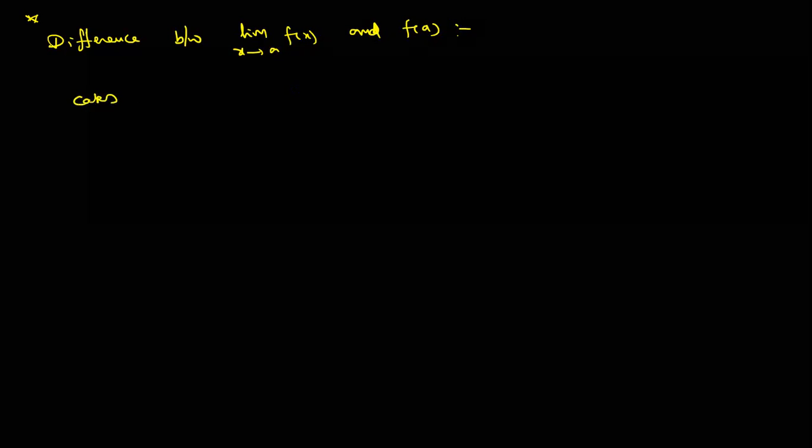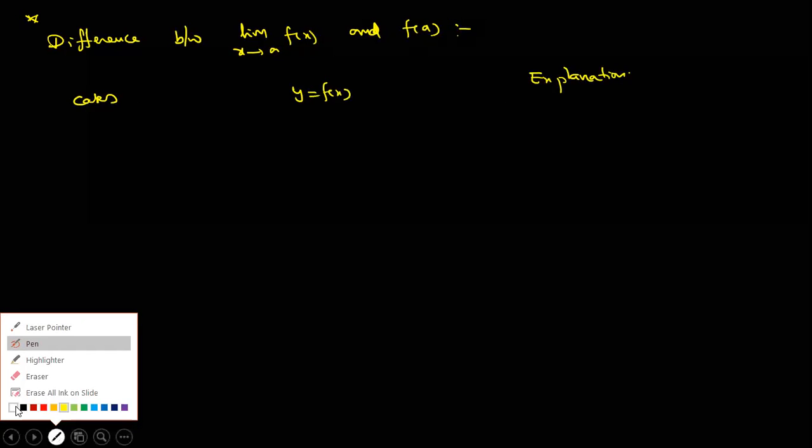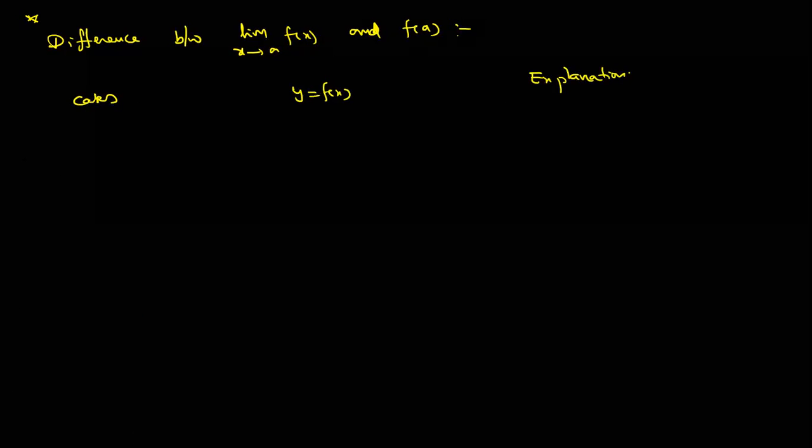Okay, now these are the sub cases. This is the function they are giving. This is the explanation. What is that? Get ready. Dear students, there are four cases. Listen carefully. Limit x tends to a, f of x exists, but f of a does not exist.